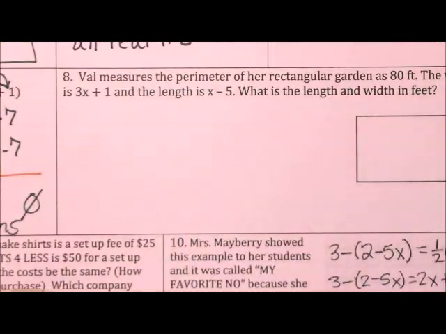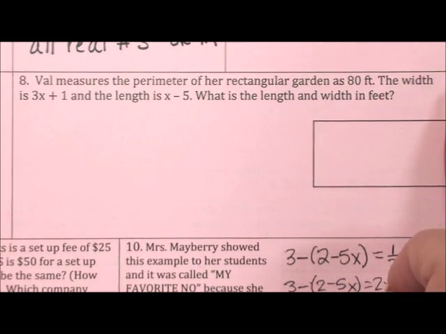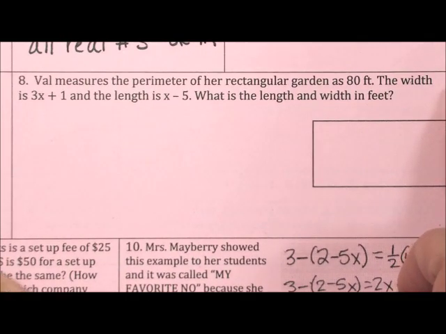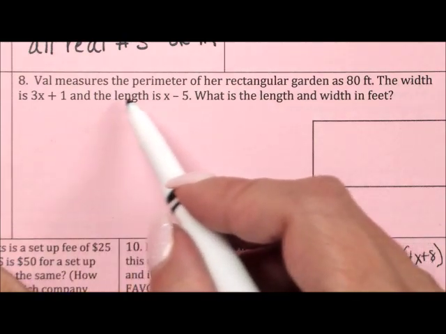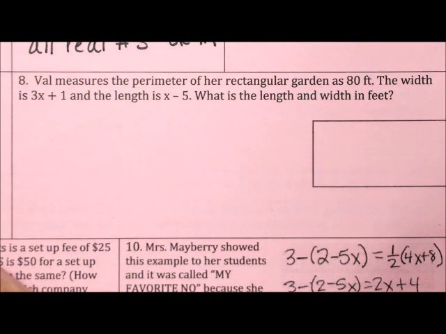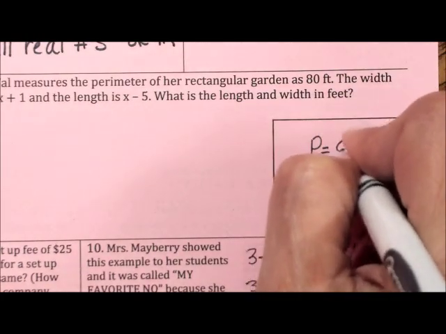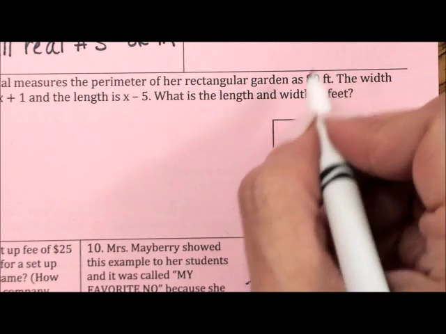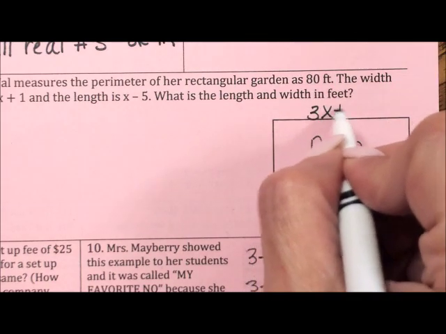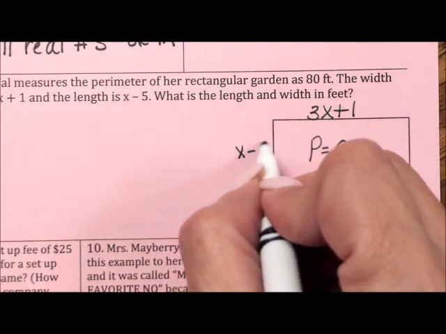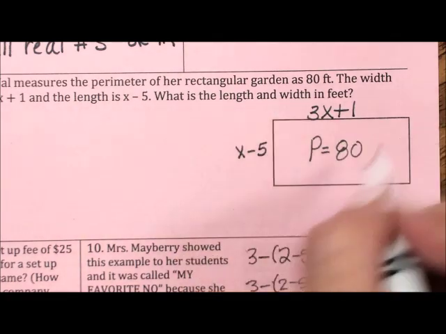Alright, Val measures the perimeter of her rectangular garden as 80 feet. There we go. The width is 3x plus 1 and the length is x minus 5. What is the length of the length and width in feet? Alright, so we know that the perimeter all the way around is 80 feet. We know that one side is 3x plus 1 and one side is x minus 5. Perimeter is walking all the way around.